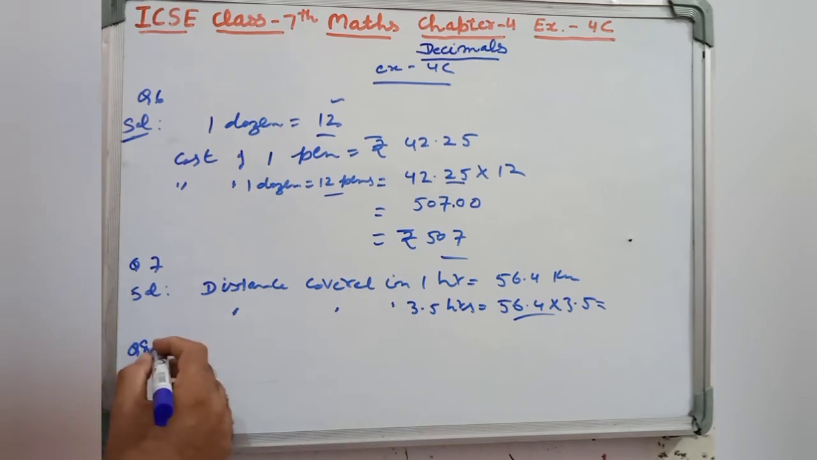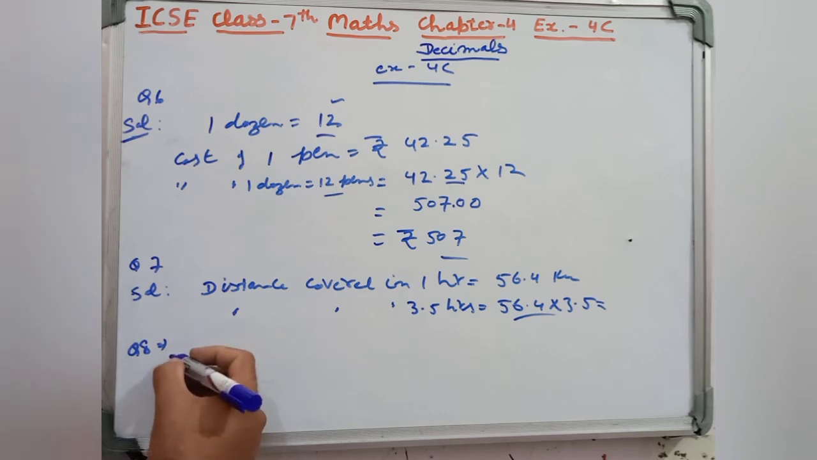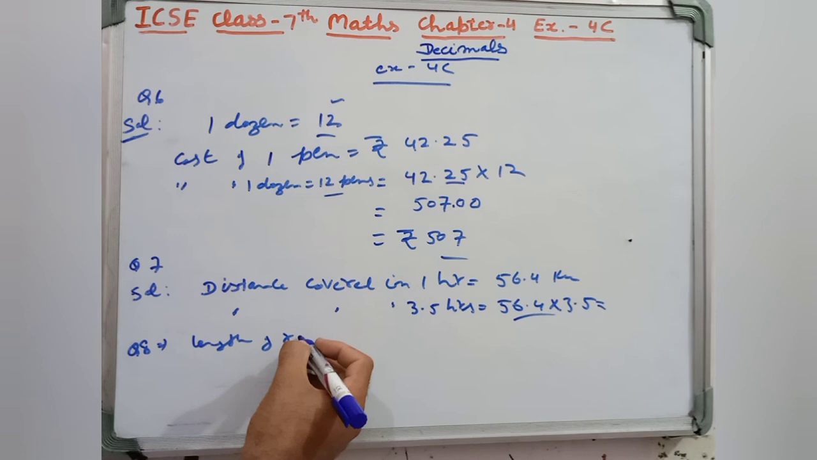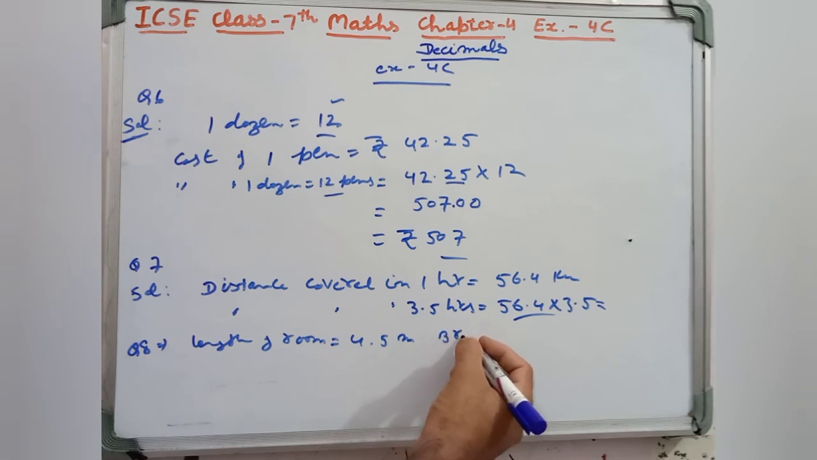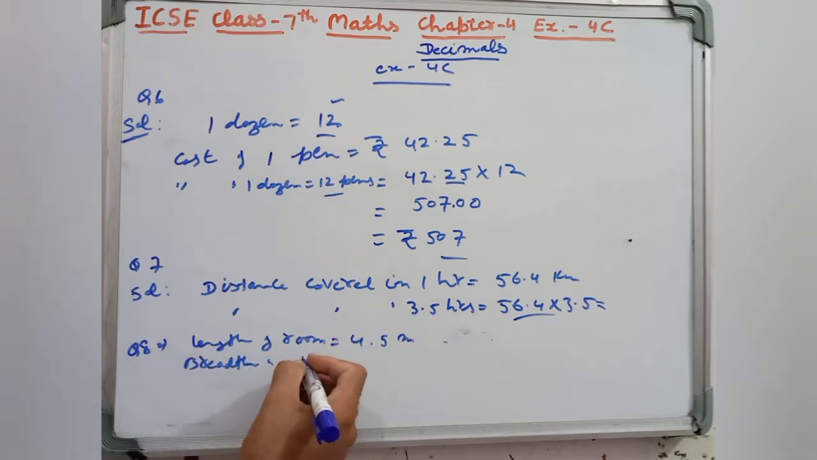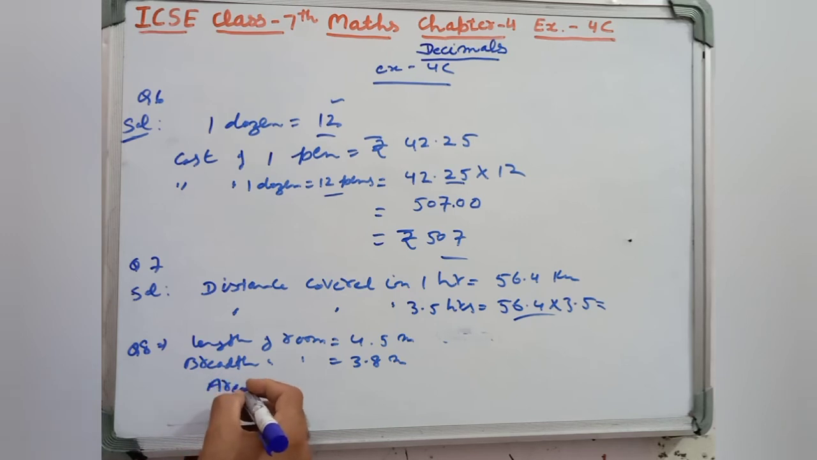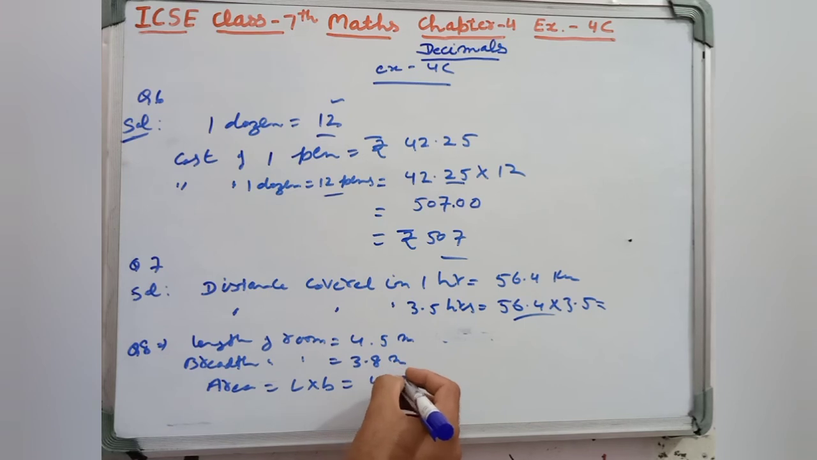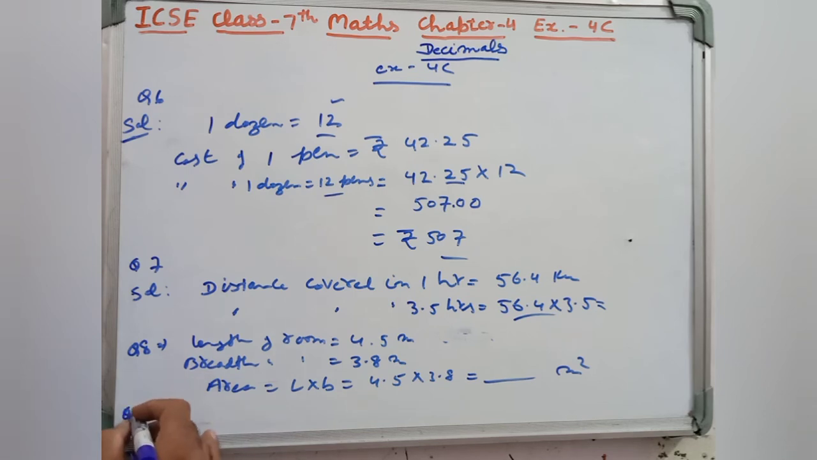Now question number 8. The room is 4.5 meters long and 3.8 meters broad. Calculate the area. Length of the room is equal to 4.5 meters. Breadth of the room is equal to 3.8 meters. Area is equal to length into breadth, which is 4.5 multiplied by 3.8. The answer will be in meter square. Do your multiplication at home, right? Question 9 is your homework.